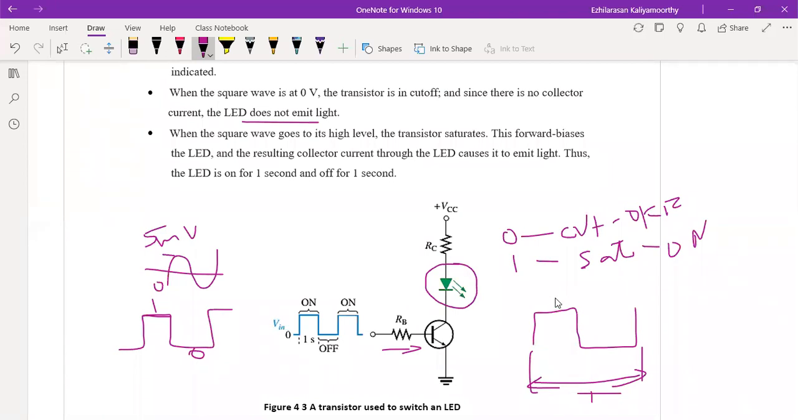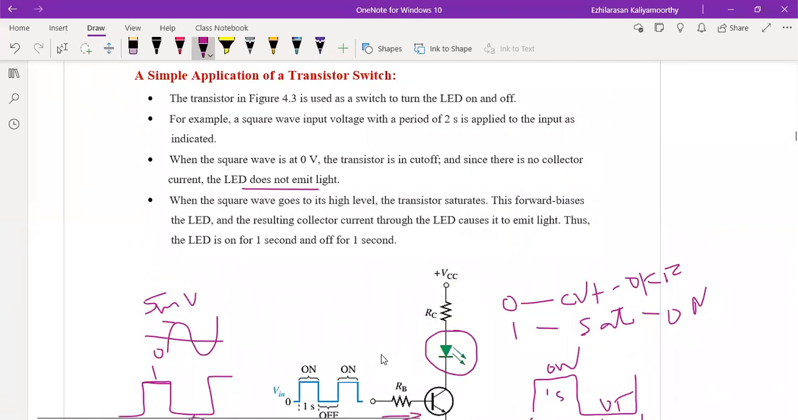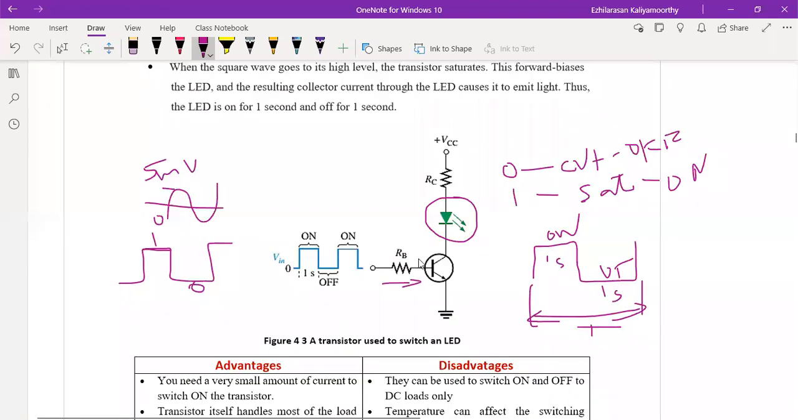This is the on time, and this will be your off time. On time is 1 second, off time is 1 second. So automatically, this LED will blink on and off every 1 second. That is a simple application we designed with the help of the BJT, the transistor as a switch, showing how it acts as a switch here.